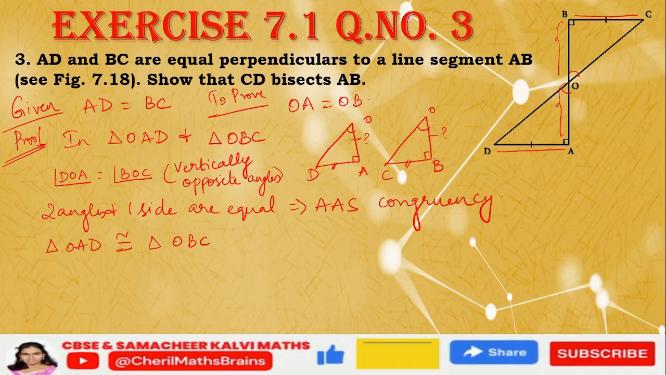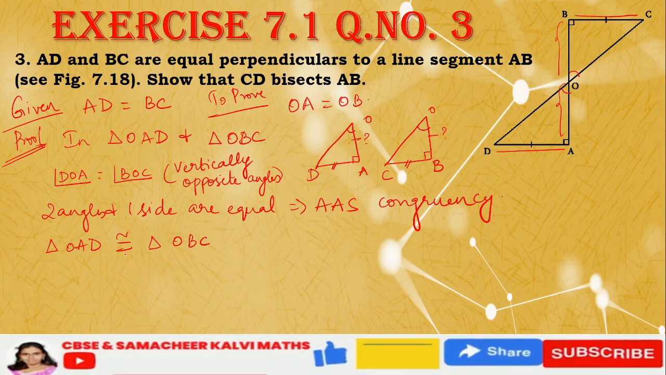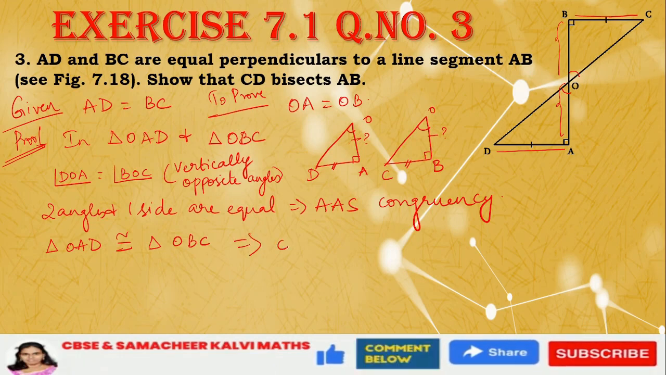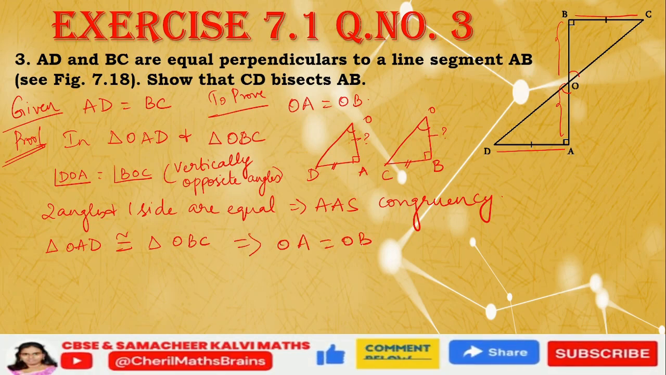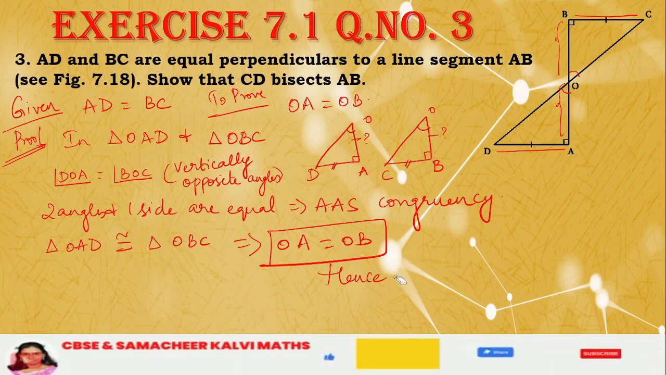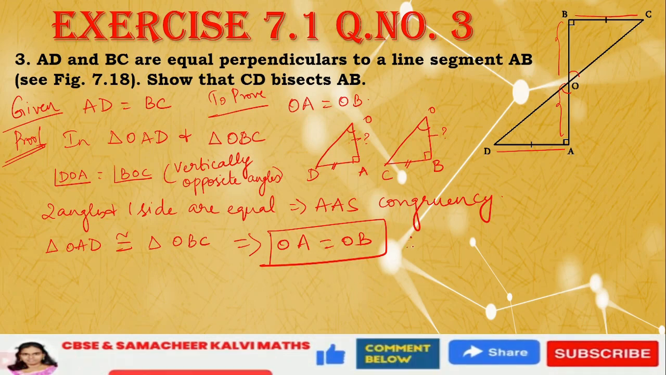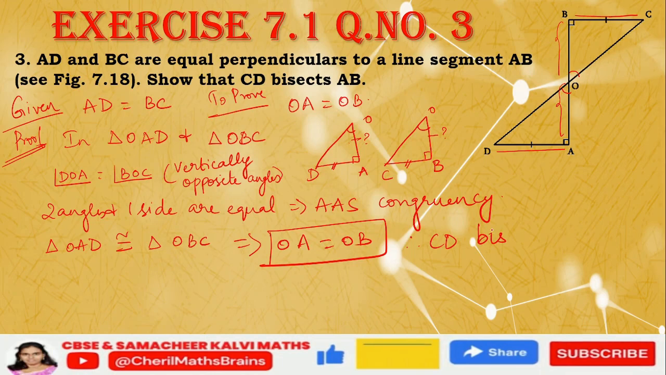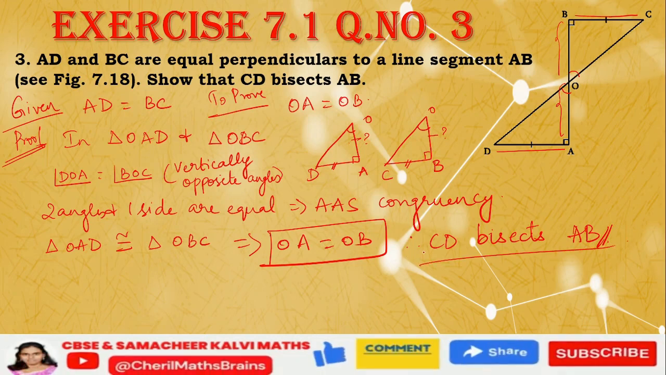As per this AAS congruency, we can say that triangle OAD is congruent to triangle OBC. If two triangles are congruent, all the sides are going to be equal and all the angles are going to be equal. So automatically we can say that side OA is equal to OB. With this we can say we have proved, or shown, that CD bisects AB. Therefore CD bisects AB. So this is the answer. You must write the conclusion, children. If you just leave it like that, you will lose marks.